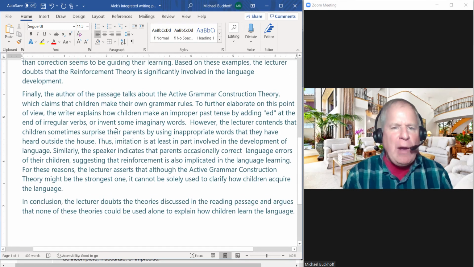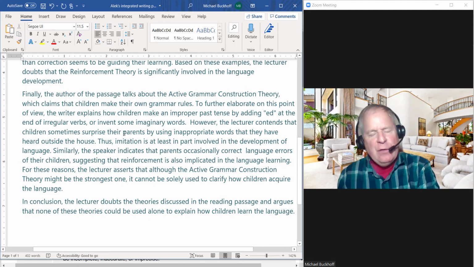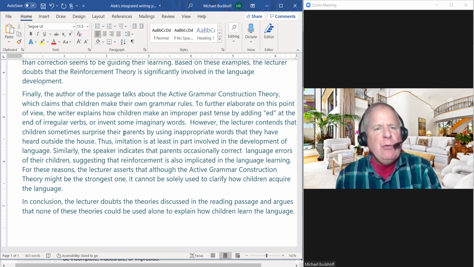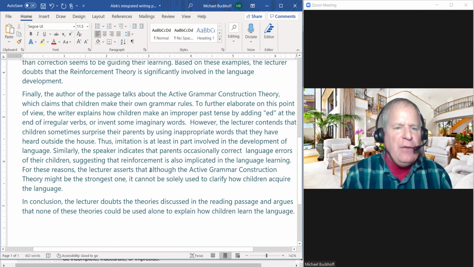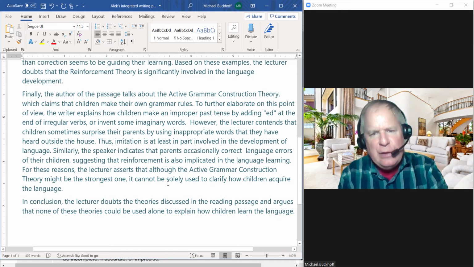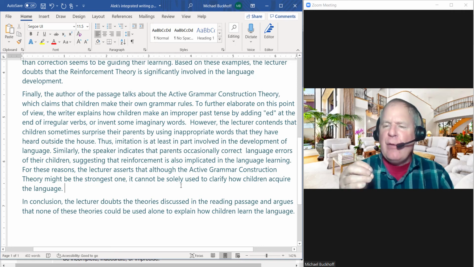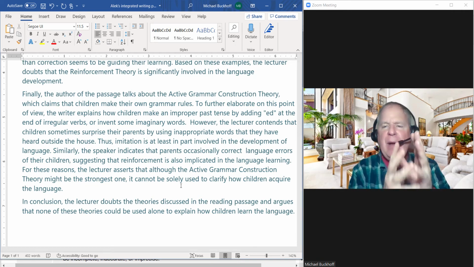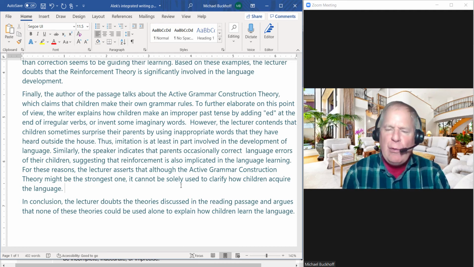And then the last paragraph was a little bit more difficult because it wasn't necessarily that the listening passage disagreed with all the other theories there, and I think you were able to capture the gist of that in this paragraph, especially when you said that although the active grammar construction theory might be the strongest one, it cannot be solely used to clarify how children acquire the language. That was very good analysis, a very astute analysis of the information in the listening passage. So you get it, you understand it, you explained it, you organized it. You had a good degree of polish here.